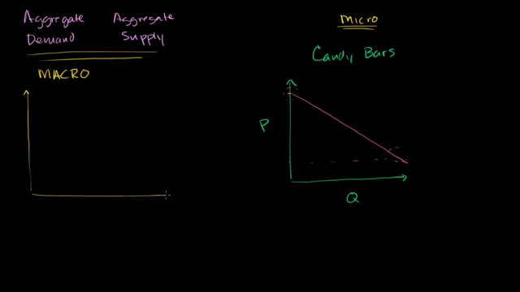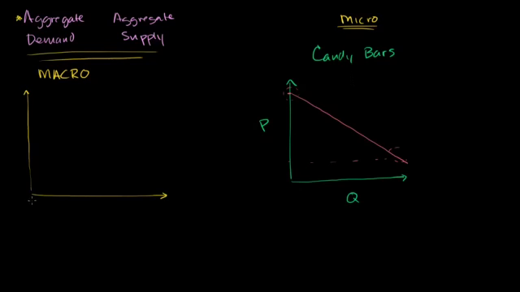Aggregate supply and aggregate demand. And actually, we're going to start with aggregate demand and then start talking about aggregate supply. So the first thing to realize is that when we're talking about aggregate demand, we're thinking about the economy as a whole. We're not just thinking about the market for just one good or service.